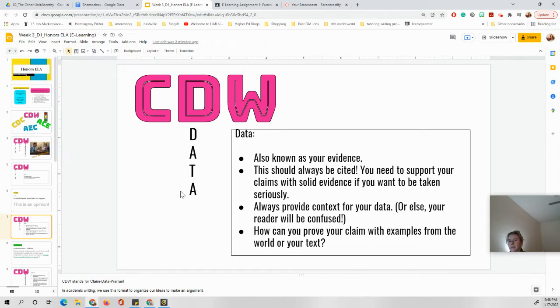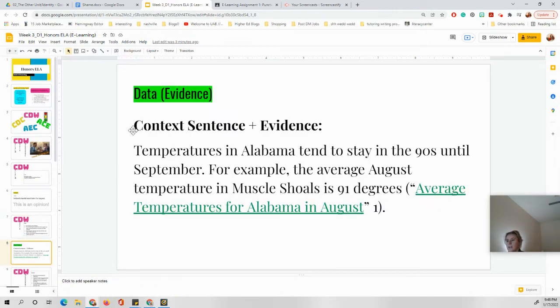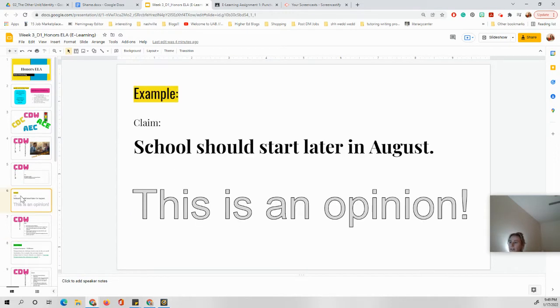Or else your reader is going to be confused. And then you need to be able to answer this question: how can you prove your claim with examples from the world or your text, okay? So let's give an example with my context sentence and my evidence here. This is supporting my claim. School should start later in August.